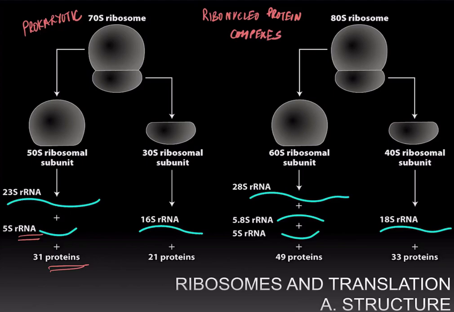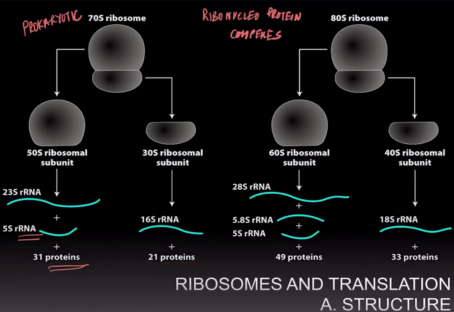Now, the large ribosomal subunit is made up of two ribosomal RNAs, the 23S and the 5S, and a total of 31 proteins, whereas the small subunit of the prokaryotic ribosome is composed of the 16S ribosomal RNA and 21 other proteins.